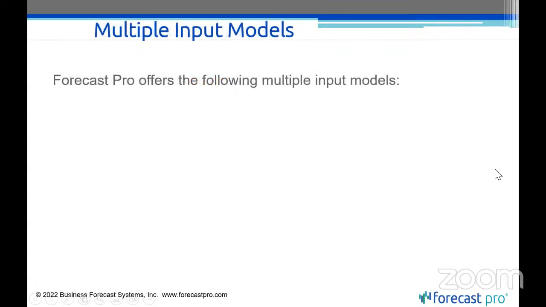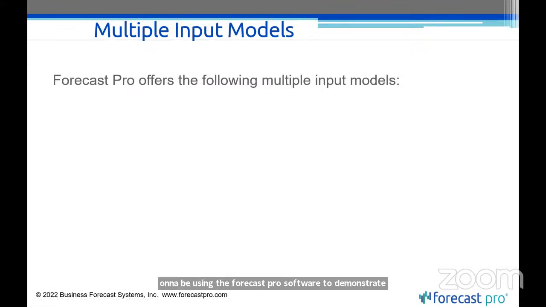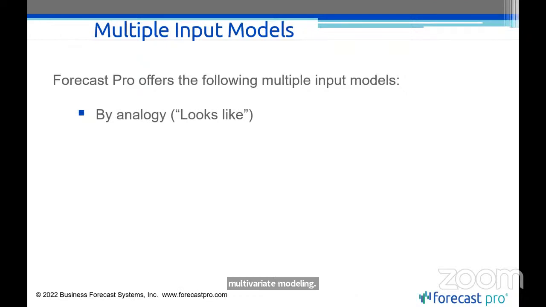Now, I'm going to be using the Forecast Pro software to demonstrate how these inputs work and how they're applied. But everything that I'm going to be talking about can be utilized with other software that supports multivariate modeling. Now, in terms of techniques, in this webinar series, probably the vast majority of our attendees are familiar with Forecast Pro. So we will mention the models that support multiple inputs in Forecast Pro.